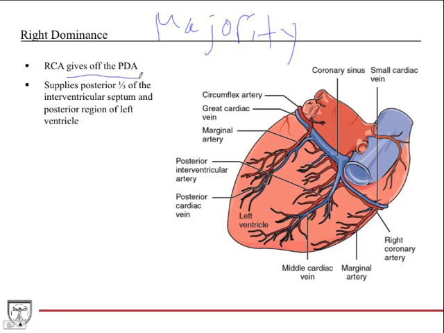And the RCA gives off the PDA. So just like this diagram shows, the right coronary artery wraps around, and then it gives off the PDA traveling down like this. And it supplies the posterior 1/3 of the interventricular septum and the posterior region of the left ventricle. So this portion right here, which is also important because the left ventricle is the main pumping chamber of the heart. It's responsible for getting the blood to the systemic circulation. And so a blockage affecting the artery supplying any region of the left ventricle is very significant.